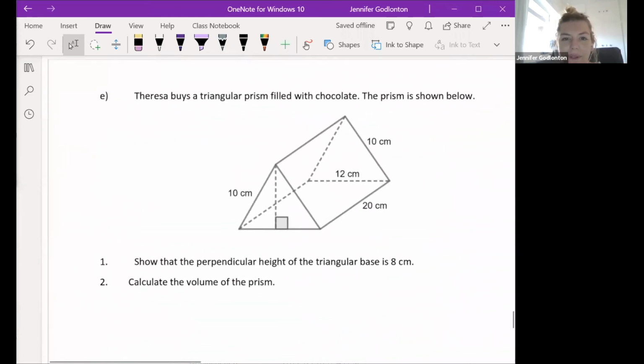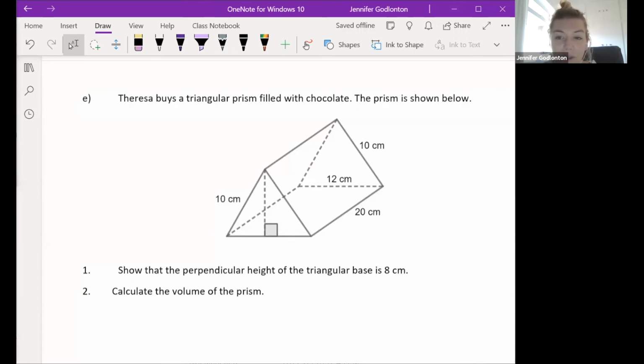Okay. Teresa buys a triangular prism filled with chocolate. The prism is shown below. Show that the perpendicular height of the triangular base is 8 centimeters. Let's see how you go. So there is something that's actually missing here, though. It should be equal like that.